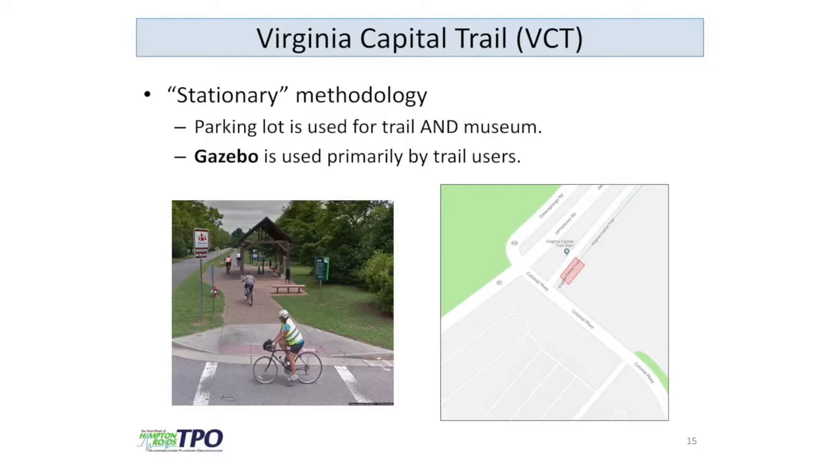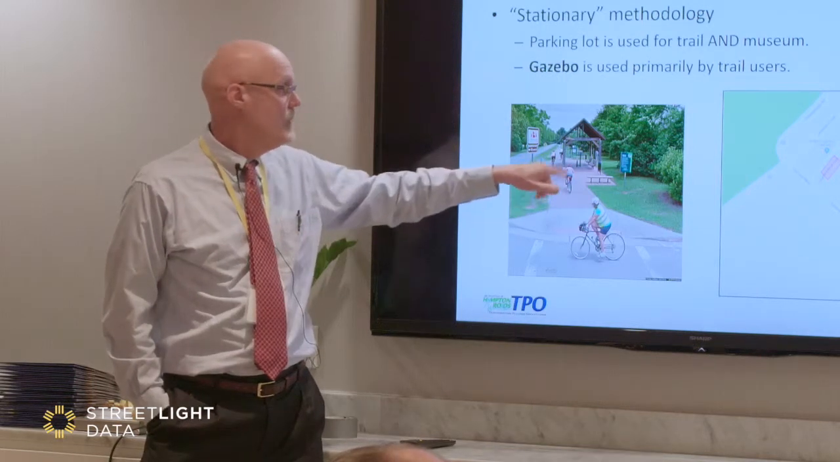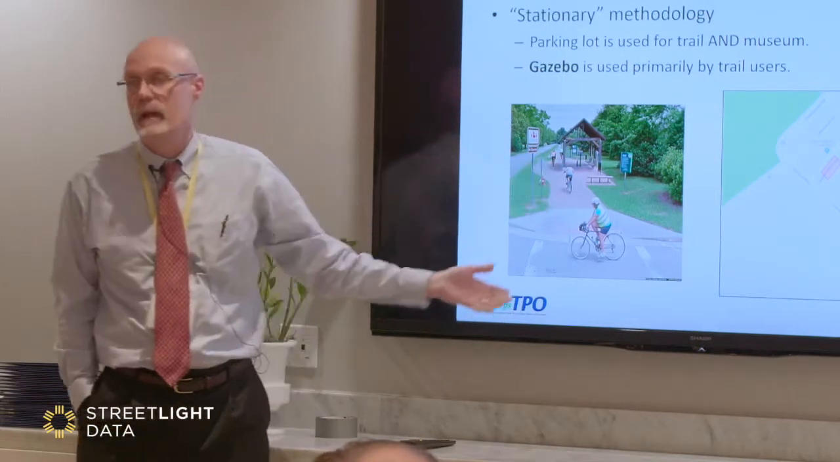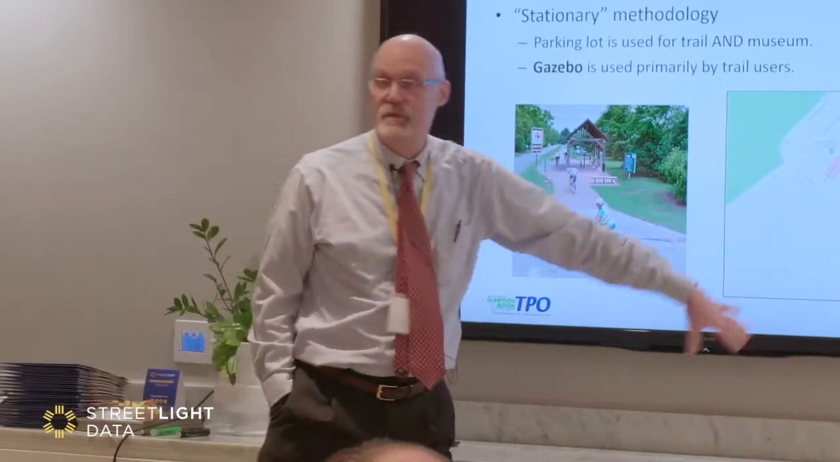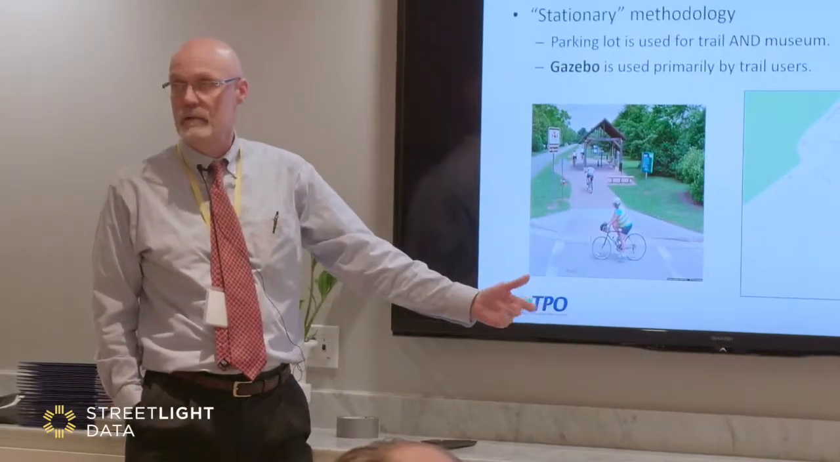Okay. So this first one is called the Virginia Capitol Trail. It goes, and all of you should ride it, from downtown Richmond to Jamestown, and it's 50 miles. It's a great trail. And so what I did, this is right where it starts. There's a big parking lot here, and there's this gazebo right here. So I figured, well, people may stop at the gazebo because you can pump your tires and you can get water and you can just sit down. Whereas the parking lot serves this big museum, so I can't use the parking lot.